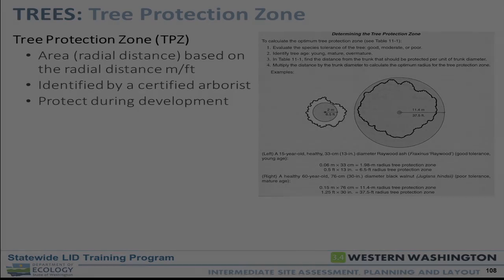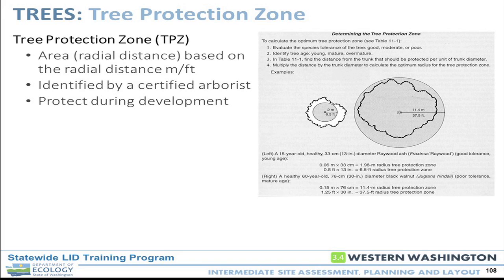Soil amendments, compost, and other biological products as well for improving the health of the soil if there's been construction damage. Tree root protection zone, that is an important concept for figuring out how much space a tree needs. It's a radial distance, meter or feet. This is again something that can be identified by a certified arborist, and this is the area you need to think about for protection during construction.